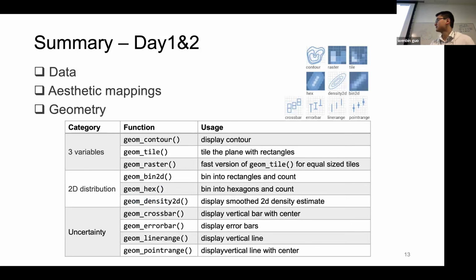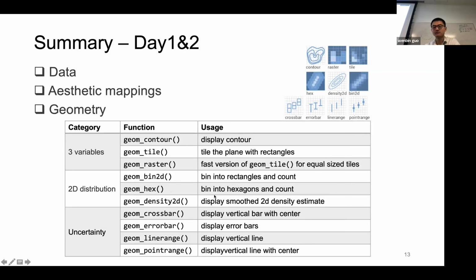So there are also some other categories, like three variables. We can plot the geometry using geom_contour to display the contour plot, and using geom_tile to plot a heat map. And for the 2D distribution, we can use geom_bin2d, which will summarize the data into different bins. And each bin gets represented by a rectangle.